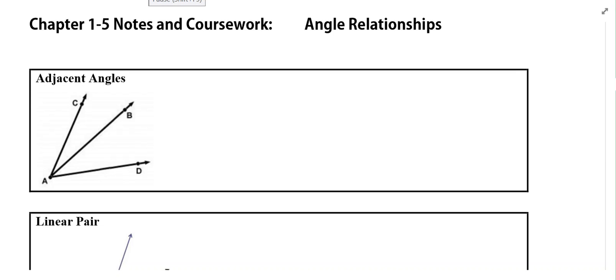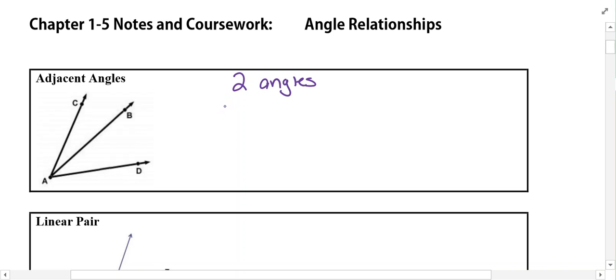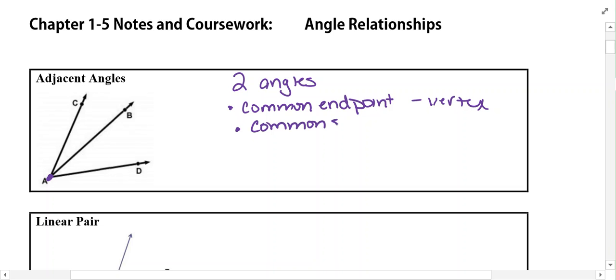Chapter 1.5, Angle Relationships. The first term that we're going to talk about is adjacent angles. When we talk about adjacent angles, we're talking about two angles that share a common endpoint, which is the vertex. So here, looking at this picture, the common endpoint of two angles CAB and BAD would be A. They share a common side, but they have no common interior points.